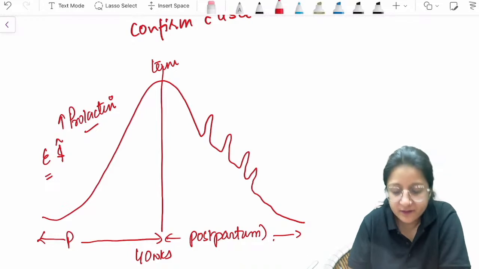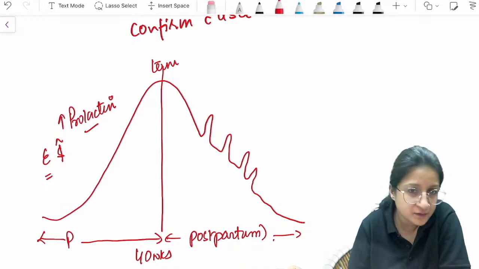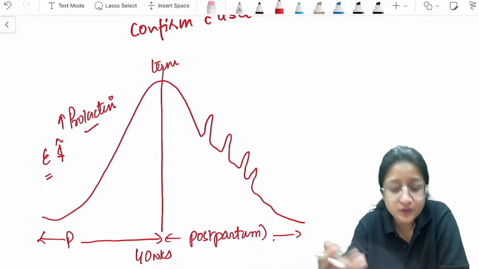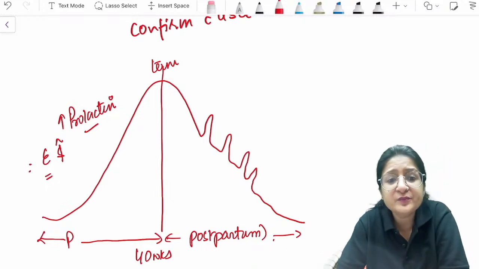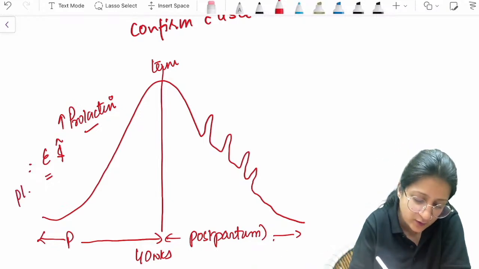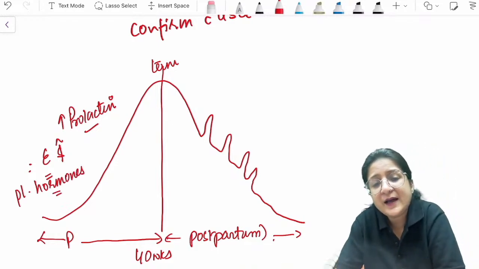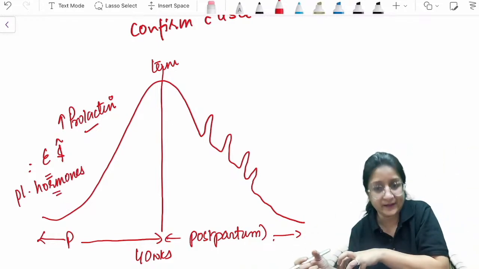Now, after delivery, what happens? The excess estrogen was coming from the placenta. These are the placental hormones, right? Now, after delivery, what will happen? The placental hormones are going to decline.